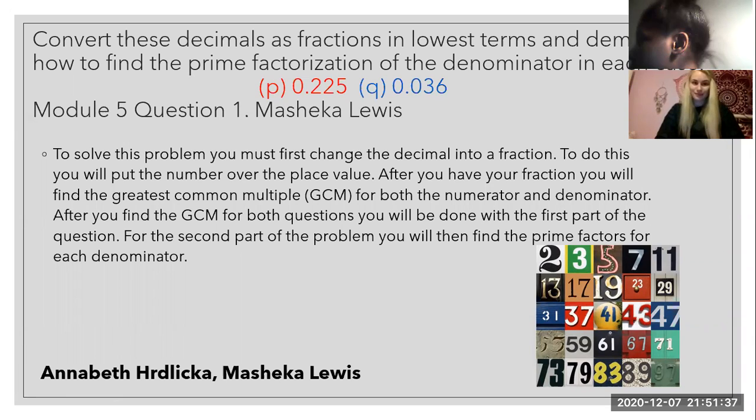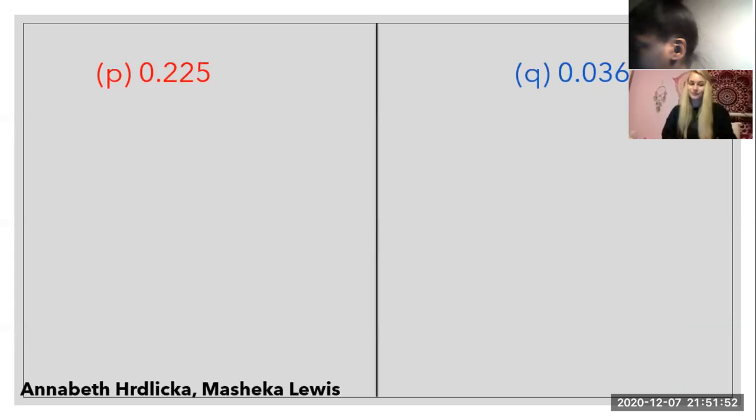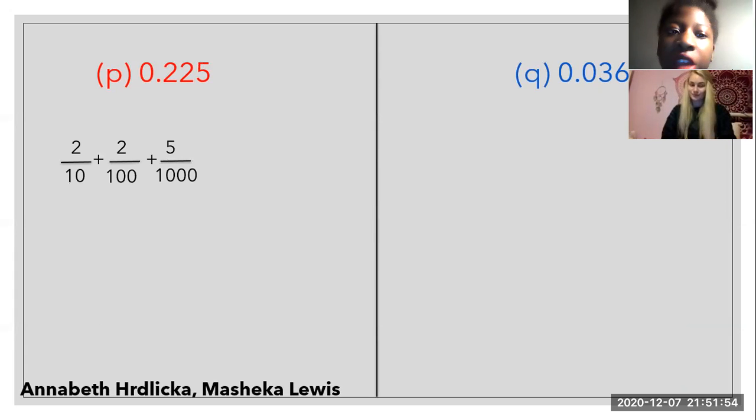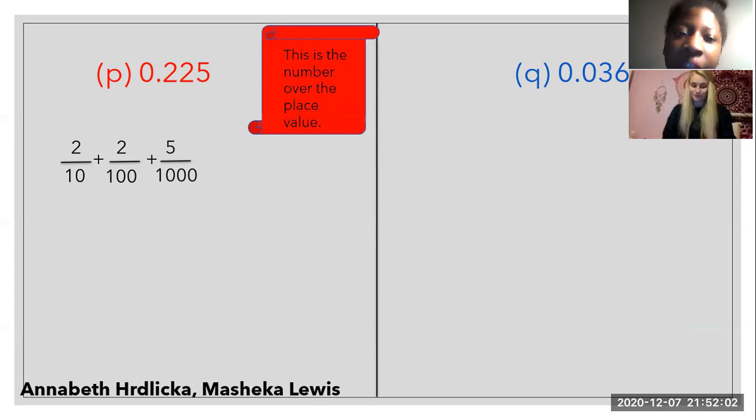So for our first problem, we have to convert these decimals into a fraction in the lowest terms and demonstrate how to find the prime factorization of the denominators of each case. So first, we'll have to find the value of the number and what place value it goes under. And then when we find the value, we have to divide the number by the place value.